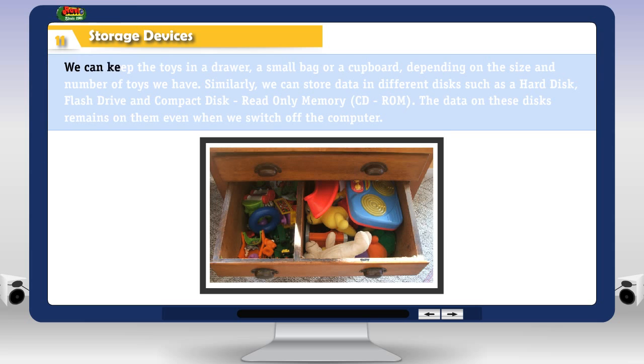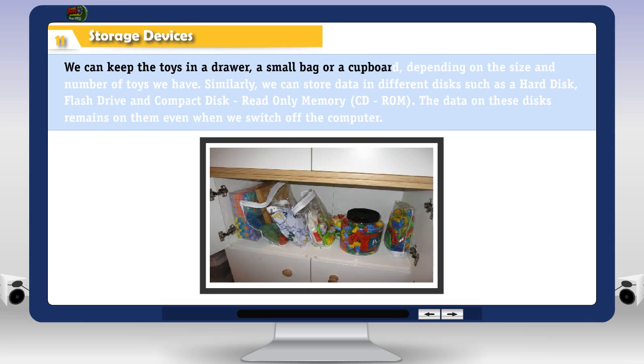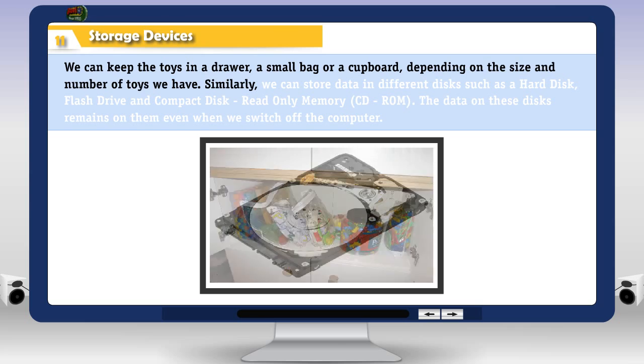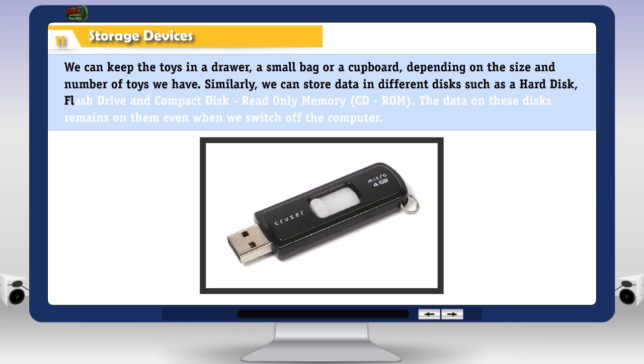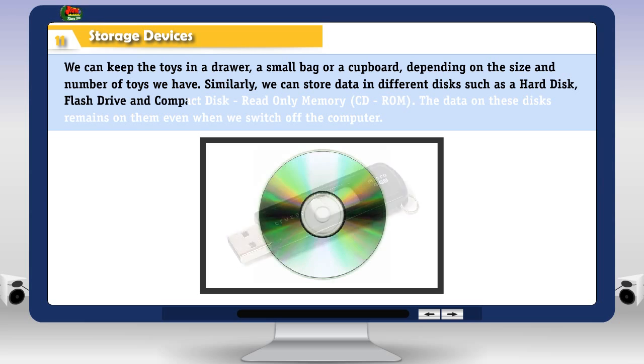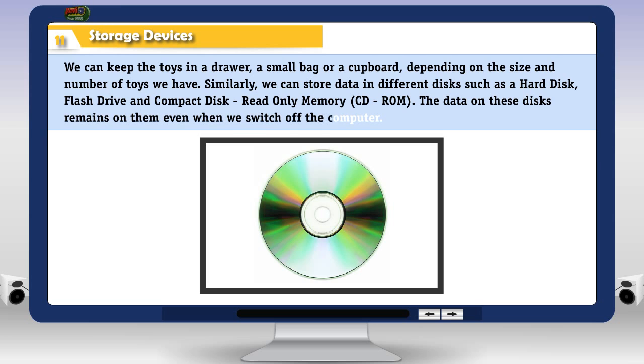We can keep the toys in a drawer, a small bag, or a cupboard, depending on the size and number of toys we have. Similarly, we can store data in different disks such as a hard disk, flash drive, and compact disk read-only memory, CD-ROM. The data on these disks remains on them even when we switch off the computer.